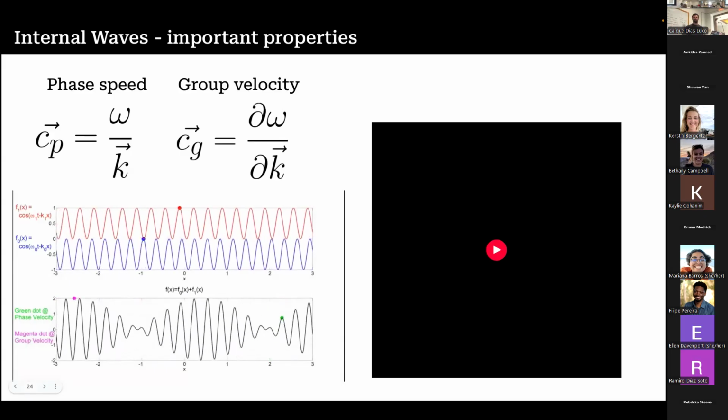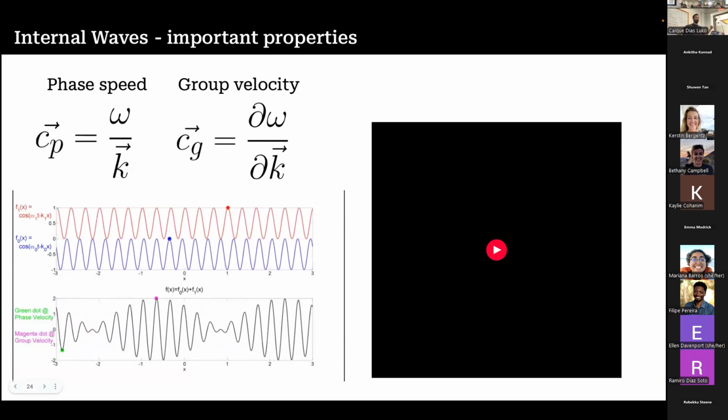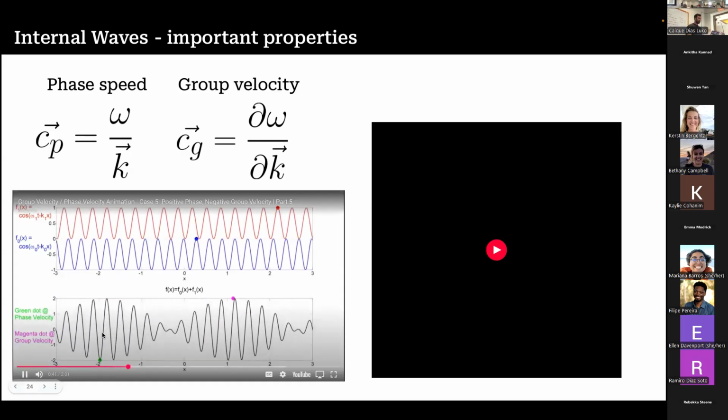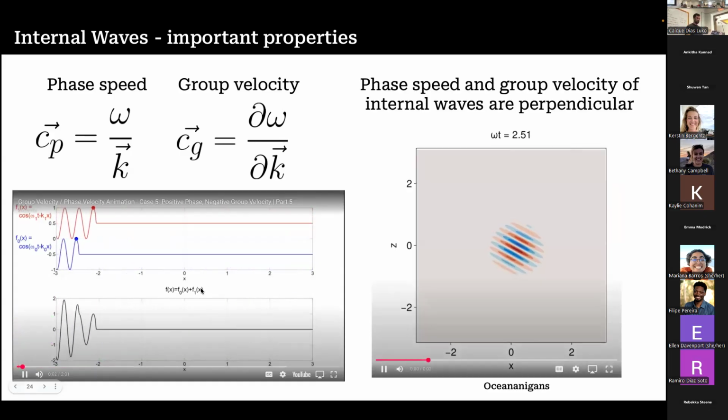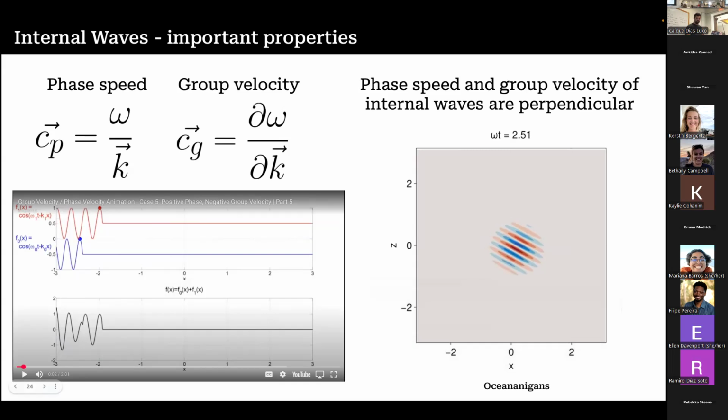And so waves are really funky. You can have this crazy situation of phase going one way, energy going the other direction. And internal waves are no different than that, but even crazier. For internal waves, an important property is that phase speed propagates perpendicular to the group velocity. And in this video, if we track the red phase here, you can see that the phase is propagating up, while the whole wave packet is propagating down. The group is going down. So this is another important property. If we get a time series and we see the phase of the wave propagating up, we know that the energy of the wave is going down.